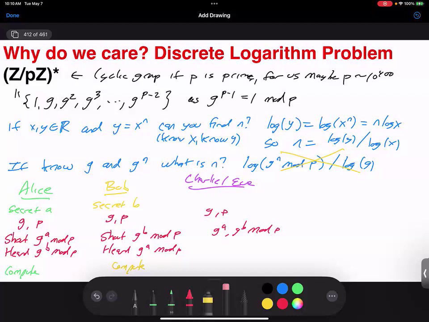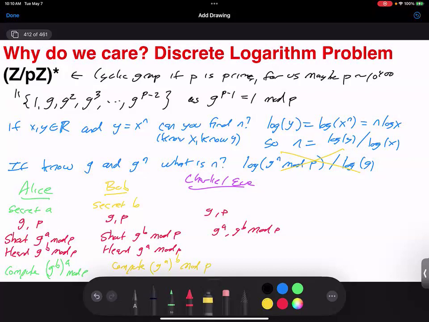Alice just heard G to the B from Bob. What can she do with G to the B? Not multiplied by A. Exponentiated by A. Oh yeah, and then we get AB. And so now she gets G to the AB. Well, we'll do it this way. She gets G to the B to the A mod P, and Bob is going to get G to the A to the B mod P.